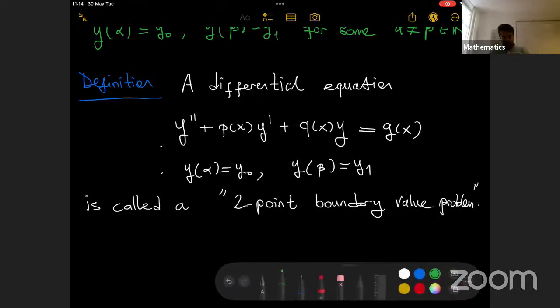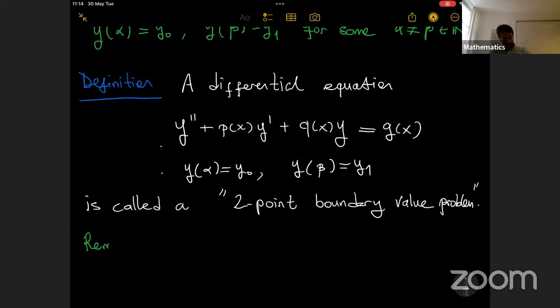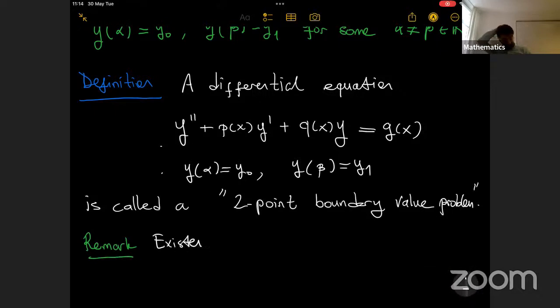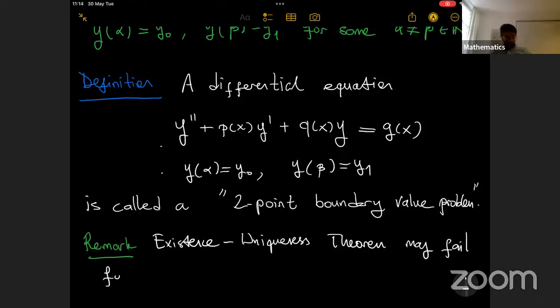Okay, so let's write this as a remark. Existence uniqueness theorem may fail for 2-point boundary value problems.